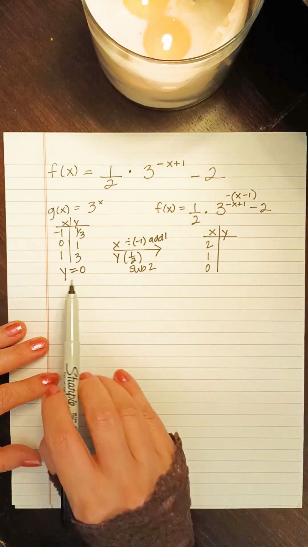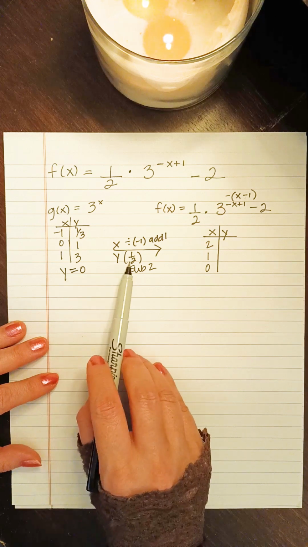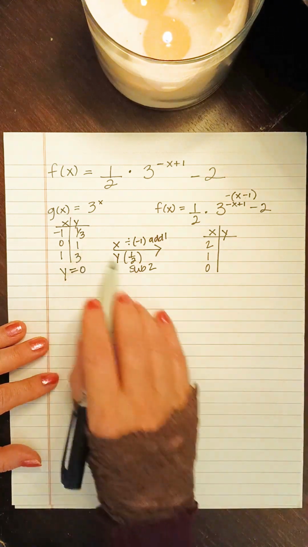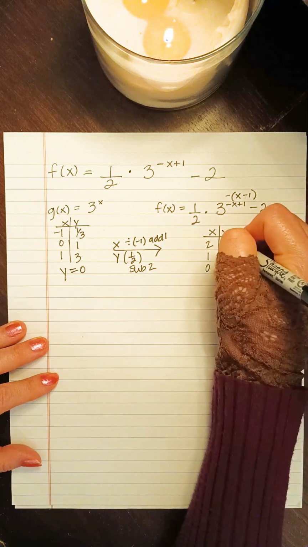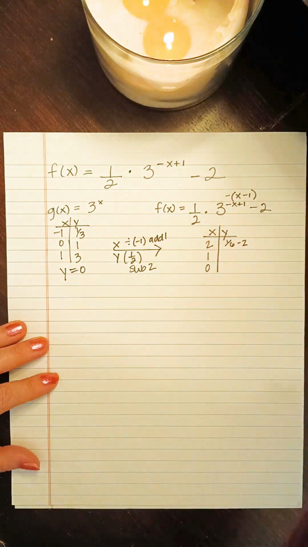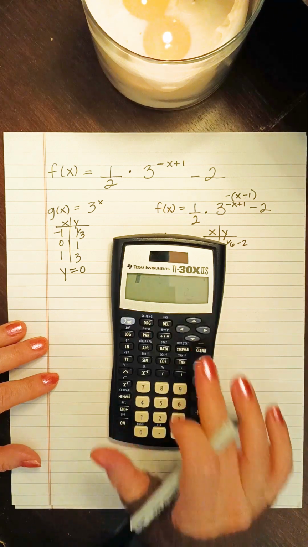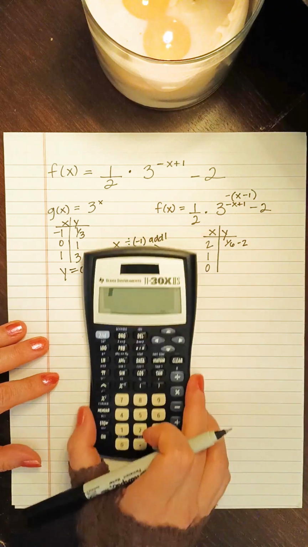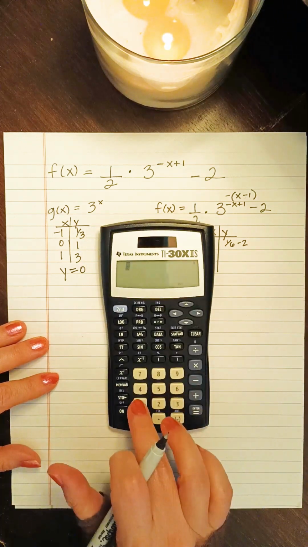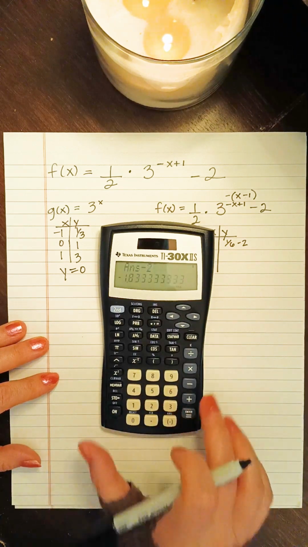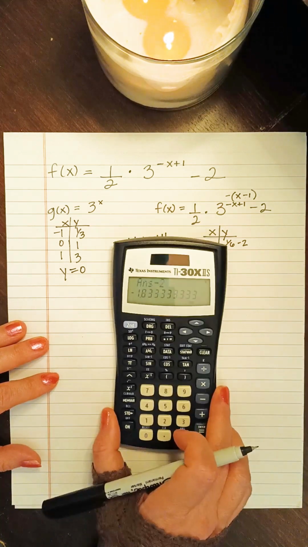Okay, now to all the y values, we're going to multiply them by 1/2 and subtract 2. So 1/3 times 1/2 is 1/6, and then we're going to subtract 2, and we can look at that really quick to find the approximate value. So 1/6 minus 2 is about negative 1.83.